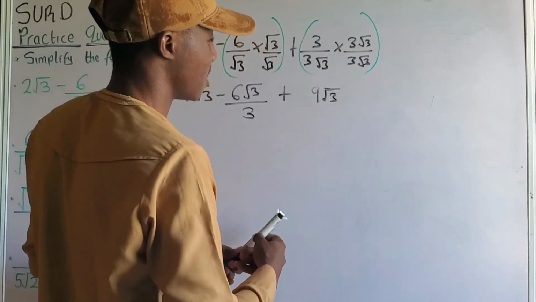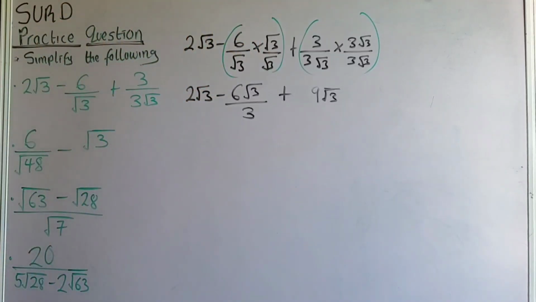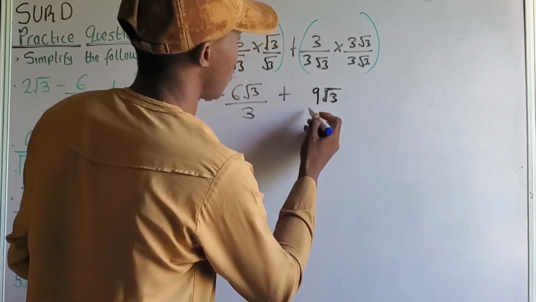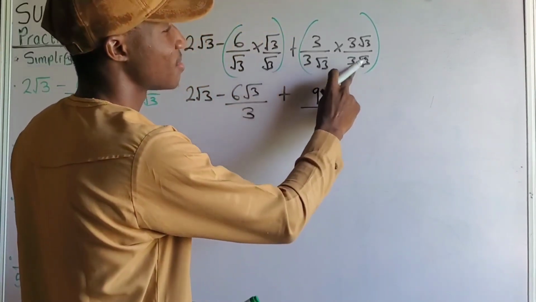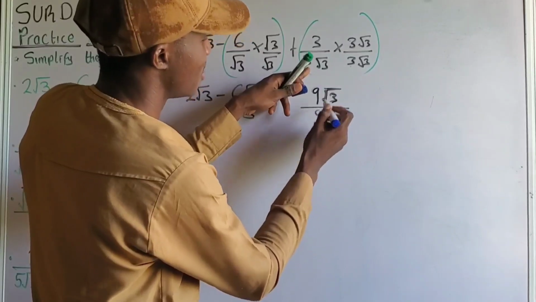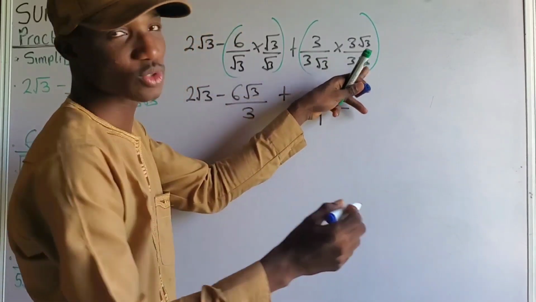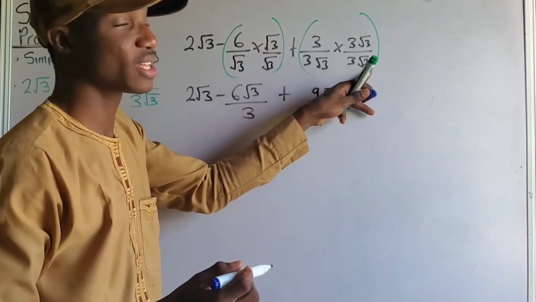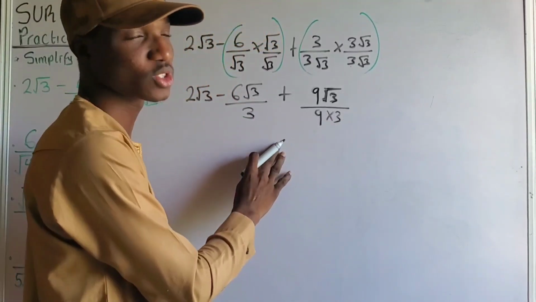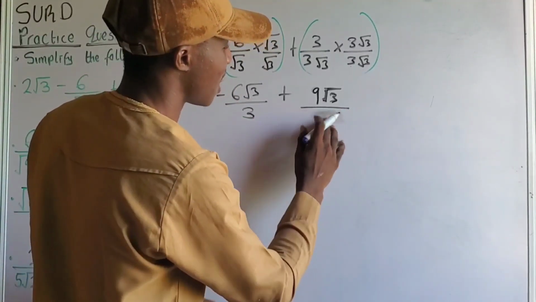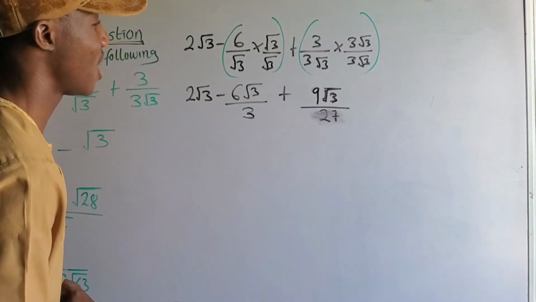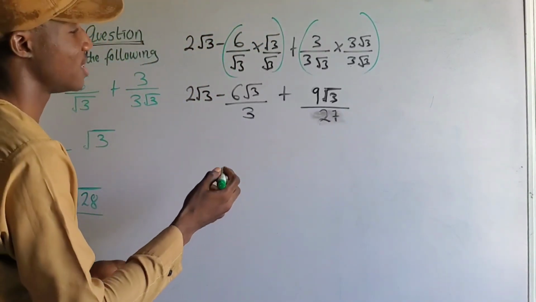Let me change the marker here. So I'm going to have 9 root 3 all over 3 root 3 times 3 root 3. This 3 will multiply this 3, I'm going to have 9. Now root 3 will multiply root 3, that is root 9, and the square root of 9 will give us 3. So I'm going to have times 3. 9 times 3 is what? 27. So I'm going to have 27 at the denominator here. Do you understand?